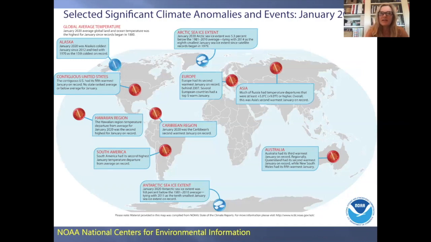I found this interesting screenshot of significant climate events around the world. This was from January of 2020. Australia had its 3rd warmest January on record in the lower right-hand corner. Alaska in the upper left-hand corner, January 2020 was Alaska's coldest month, and it was tied in 1970 as the 13th coldest ever on record. Even the Hawaiian region is being impacted. The world is being impacted by these climate challenges.